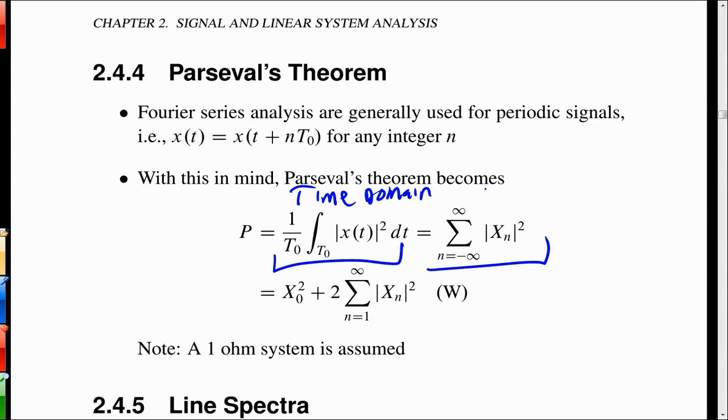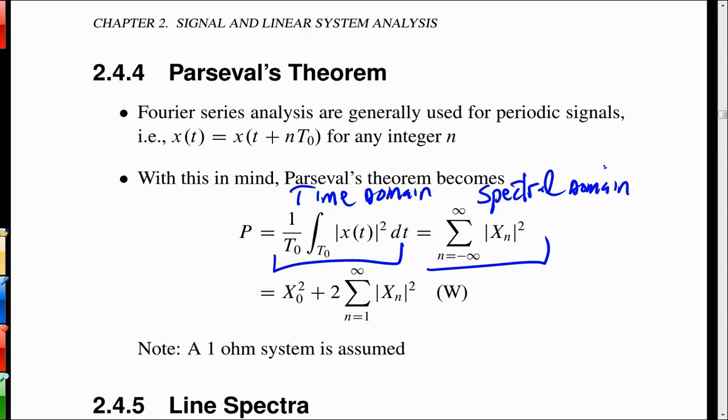And this is the spectral domain or frequency domain. It can be useful if you're doing a certain type of calculation, because you can say what's the power in the first couple of harmonics divided by the power in the total signal to find out what fraction of the total power is contained in, say, the first couple of harmonics.